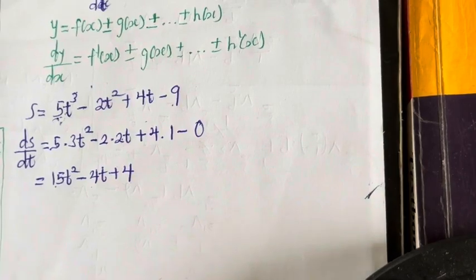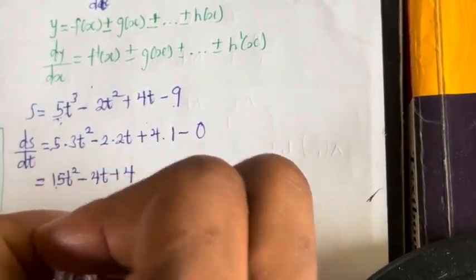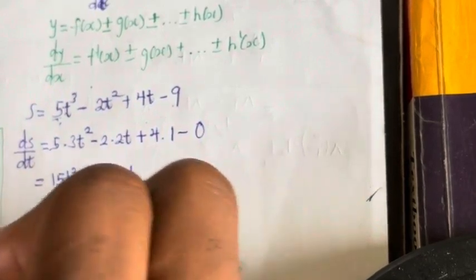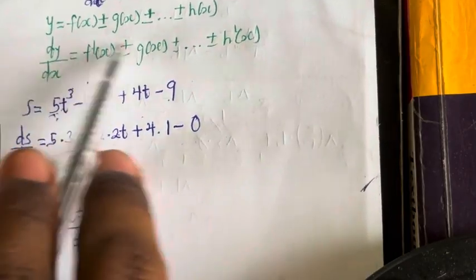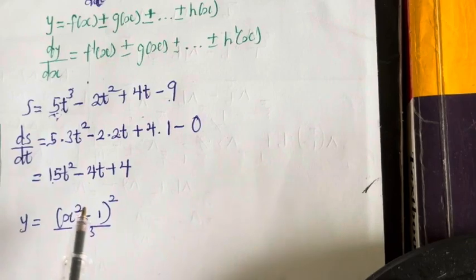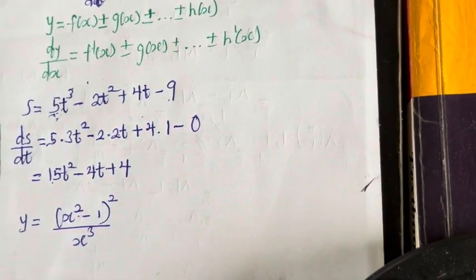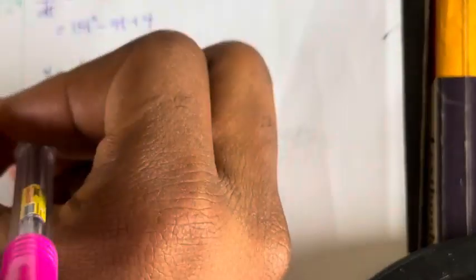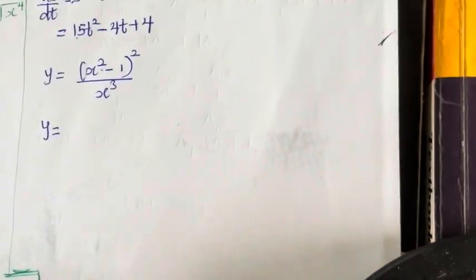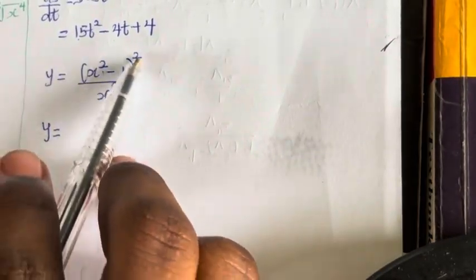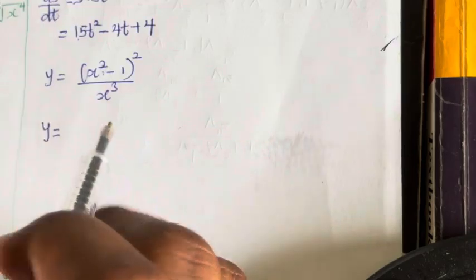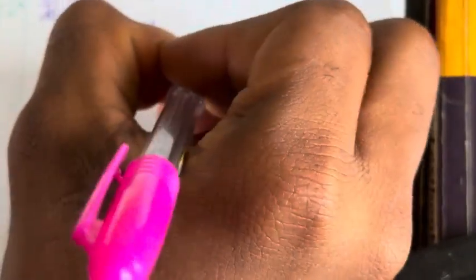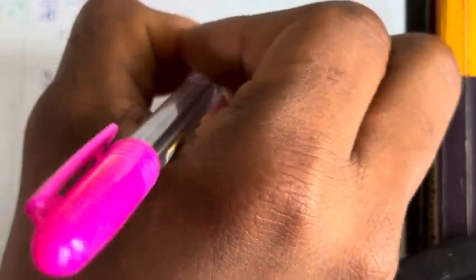Let's take another example. Suppose y is equal to (x squared minus 1) all squared over x cubed. Find dy/dx. Now you agree with me that this is not actually quite looking like this. So how do we go about it? All right, so follow me. The first thing to do is to expand this bracket, (x squared minus 1) all squared. Since it is just the power of 2, we can just expand it. That's the same thing as (x squared minus 1)(x squared minus 1).